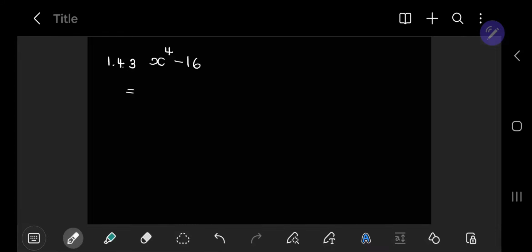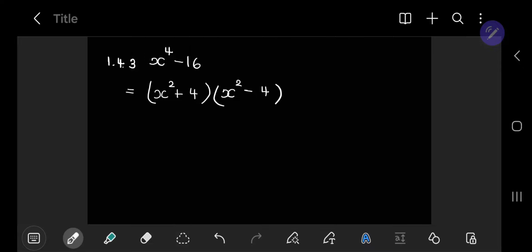So to factorize difference of two squares, we open up two brackets. And we ask ourselves, what times itself gives you x to the power 4? That is going to be x squared and x squared. Then we ask ourselves, what times itself gives you 16? We know that is 4 and 4. Now one bracket gets a plus and the other bracket gets a minus.